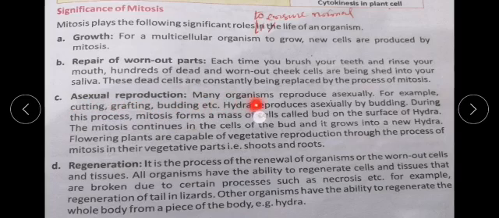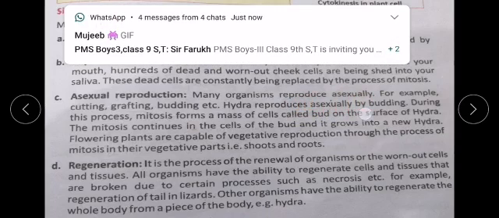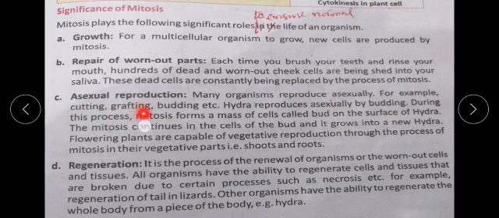How? Now see, many organisms reproduce asexually. Many organisms, that is many animals and plants, can multiply their number by asexual reproduction. For example, cutting, grafting, budding. That is, cutting and grafting are the two asexual reproductive methods in plants. Budding also occurs in animals.